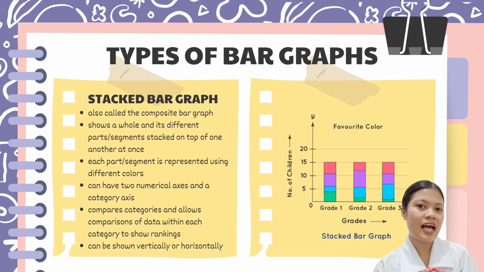And lastly, we have stacked bar graph. This is also called the composite bar graph. This bar graph shows a whole in its different parts or segments stacked on top of one another at once. Each part or segment is represented using different colors. One special characteristic of stacked bar graph is that it can have 2 numerical axes and 1 category axis. Like grouped bar graphs, this is also used to compare categories and allows comparison of data within each category to show rankings. This is also represented both horizontally and vertically.